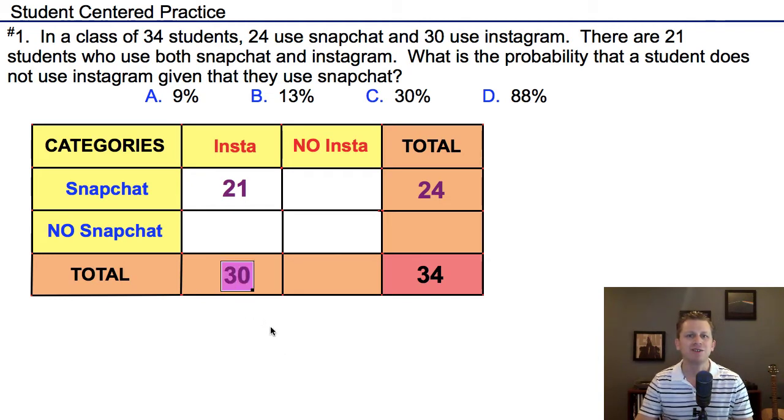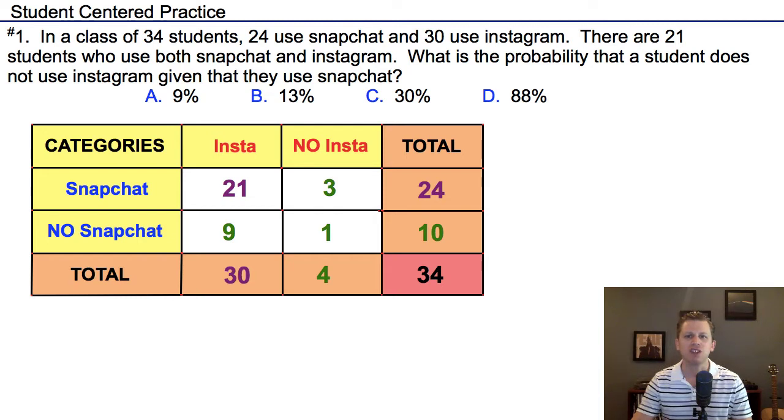If there's 30 students that use Instagram and 34 total students, that means there's 4 students that do not use Instagram. If there's 34 total students and 24 of those use Snapchat, only 10 students do not use Snapchat. Here I can subtract 30 minus 21 to get 9. Here I can do 24 minus 21 to get 3. And 4 minus 3 would give me 1. And I've now completed the two-way table.